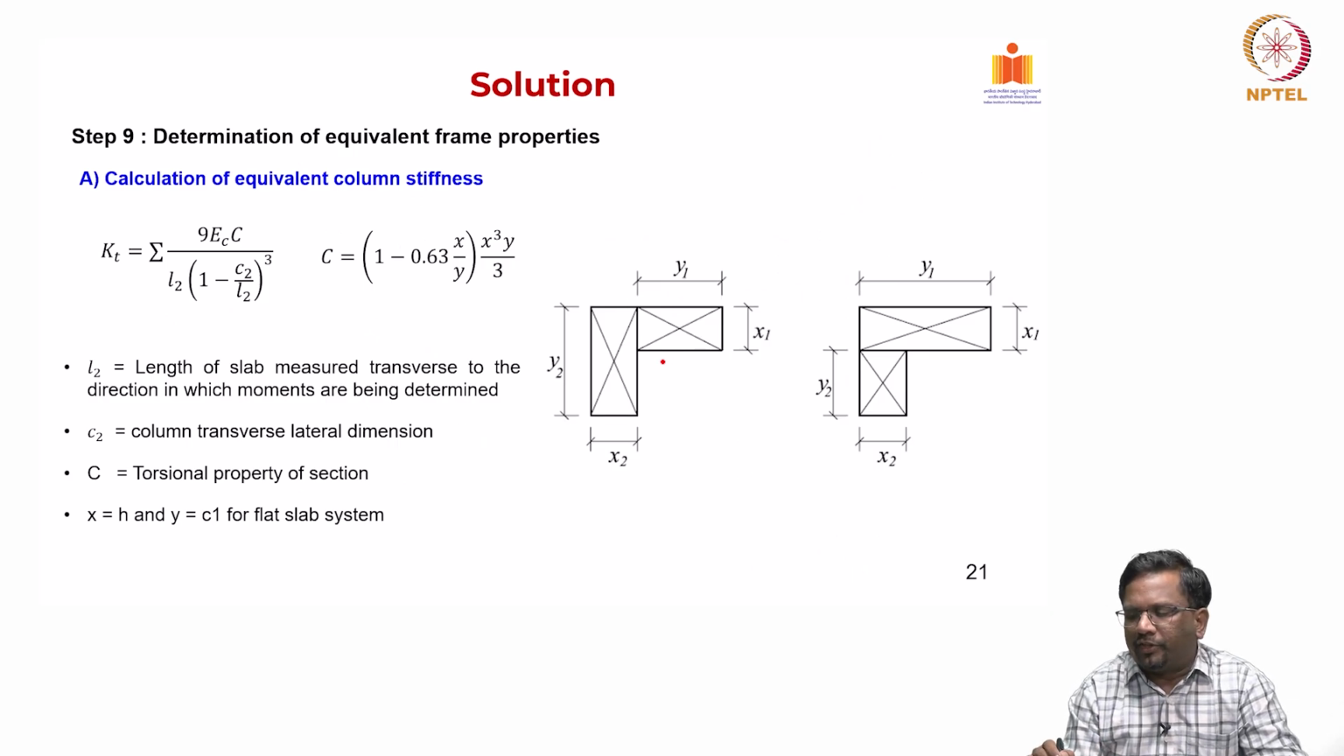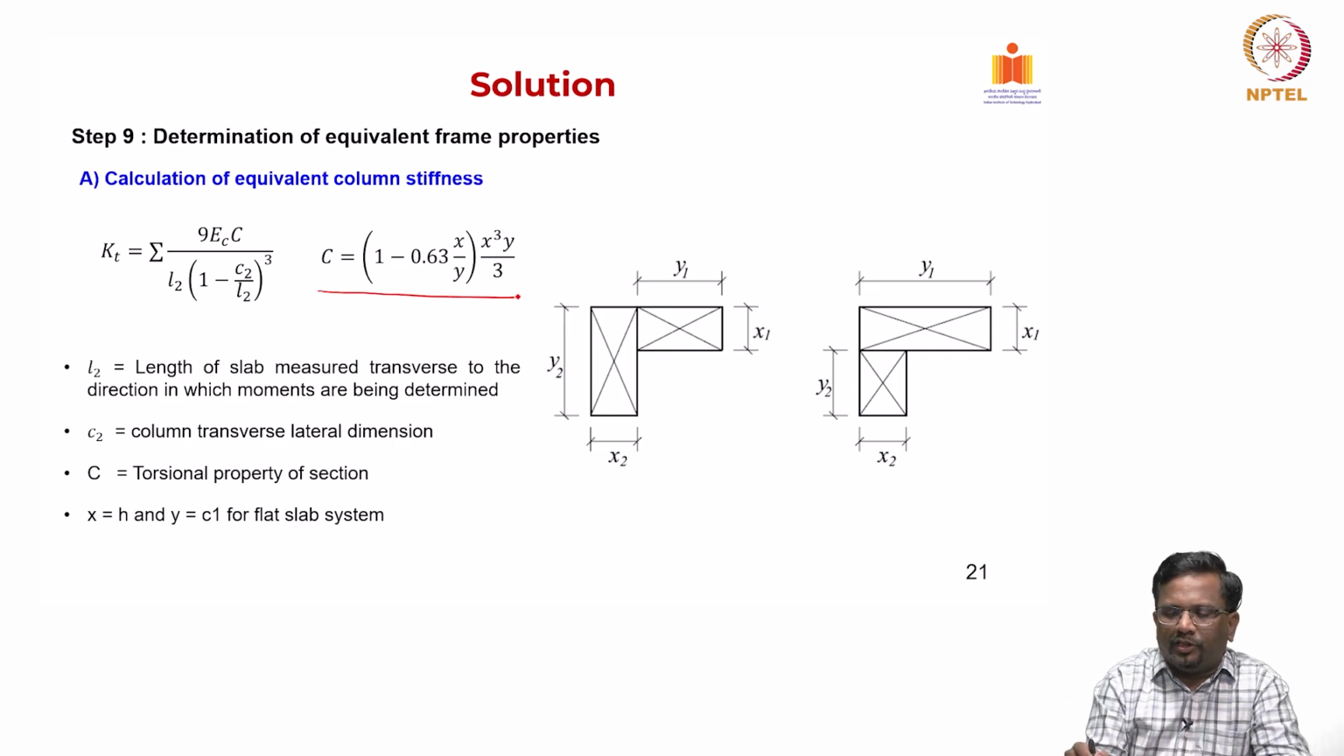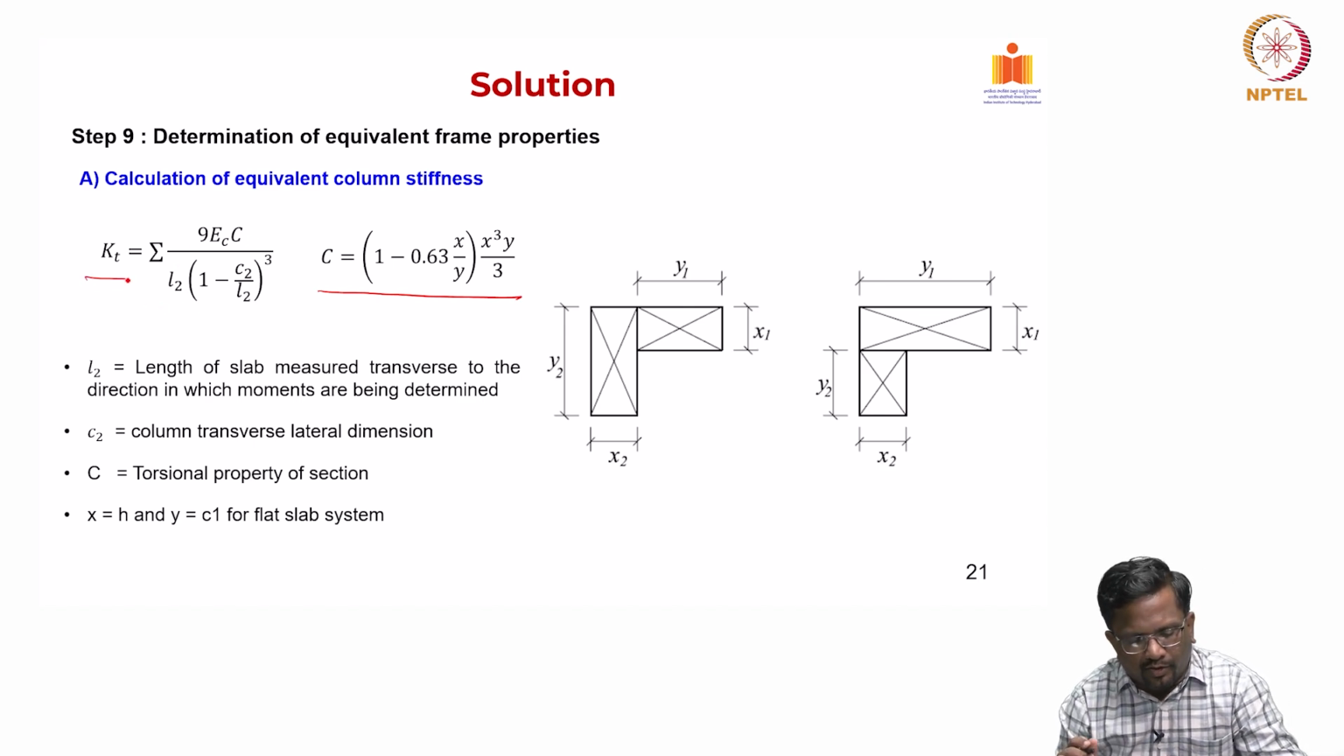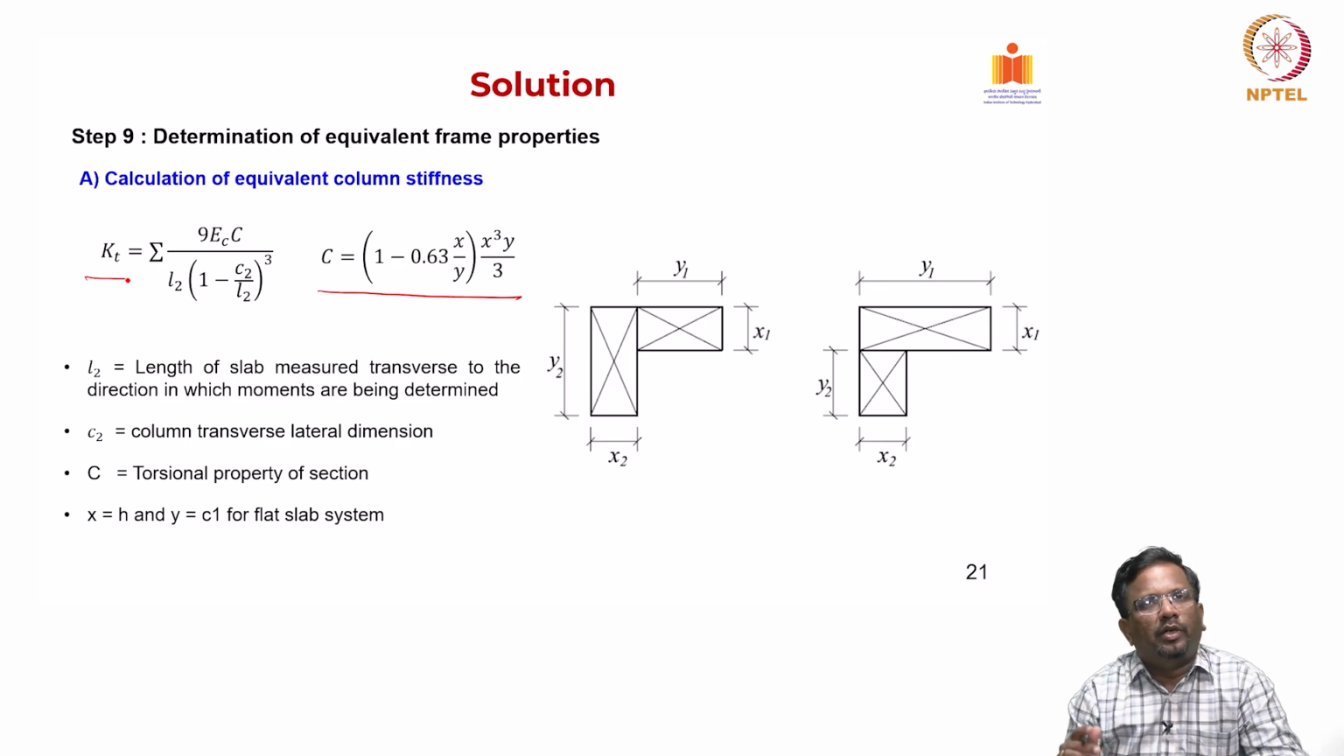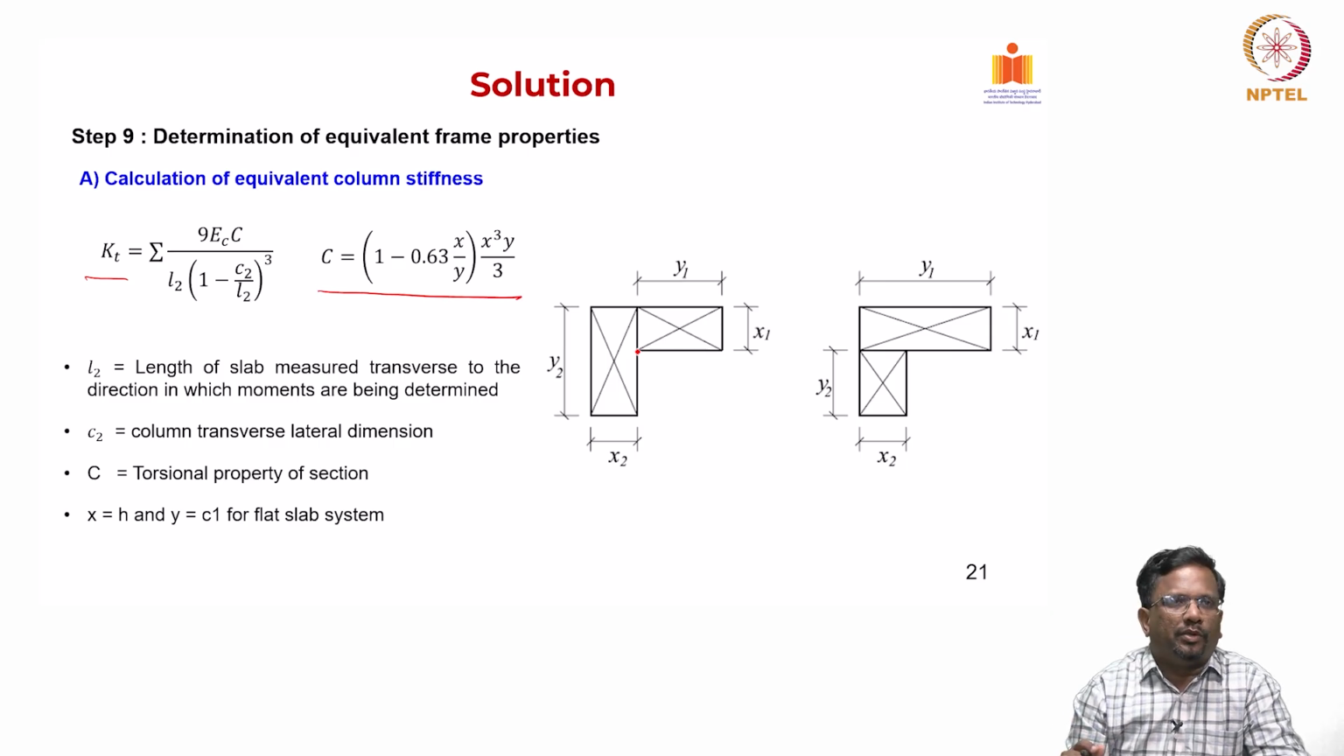If it is an L section or a T section, I convert them into a number of rectangles in such a way that I get the largest C value, and then I sum them up to get my Kt. Kt is nothing but the torsional stiffness of the transverse member, and C is your torsional property of the section, similar to the moment of inertia that you have for flexure. For torsion, it is your C, which is a function of the dimensions of the member that you are doing the calculation for.